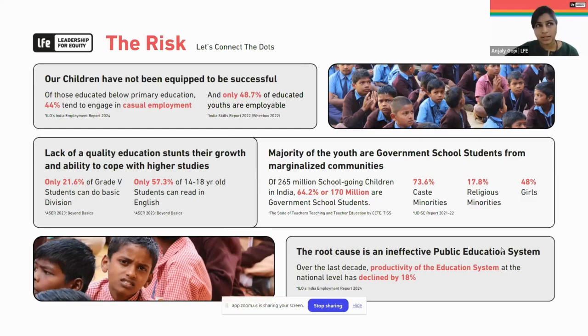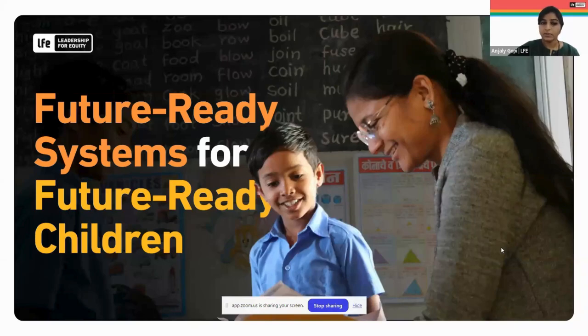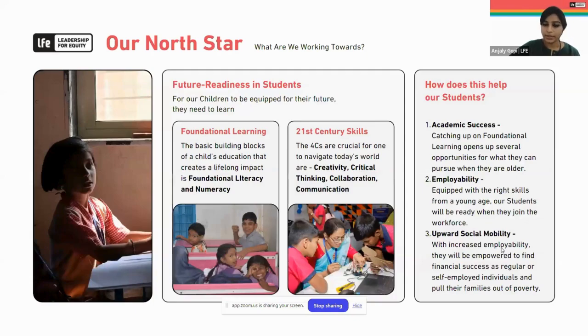So the root cause that we have identified is the ineffective public education system. Right. Now, what we are working towards is to make future ready systems for our future ready children. Now, how do we do that? Like, what do we focus on?